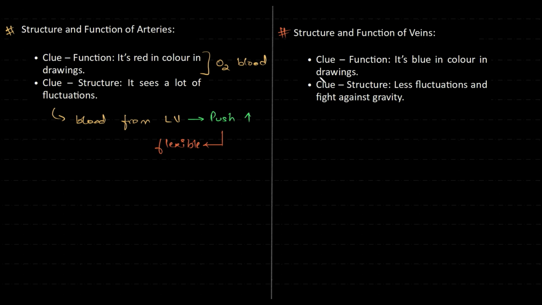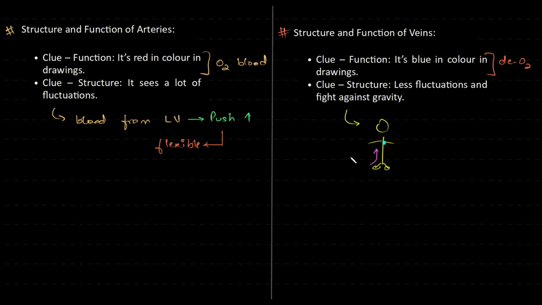Next structure is veins. So this is generally blue in color. And here we are looking at, yes, deoxygenated blood carried from the entire body towards the heart. So here it says less fluctuation because there's a slow movement, right? And remember, this has to move from the feet, right? So if a person, it has to move from here till there. So again, try to make sense out of it. It has to go to the heart.